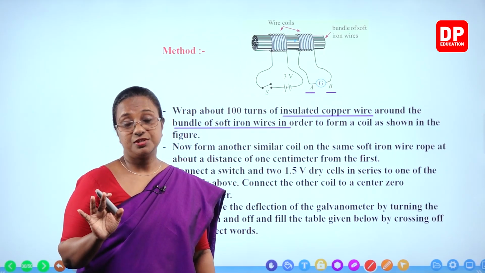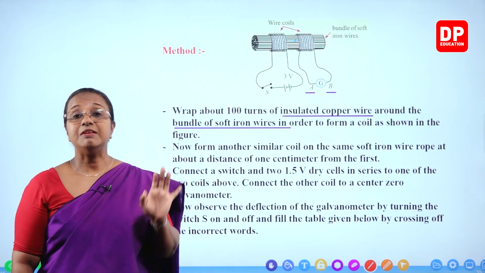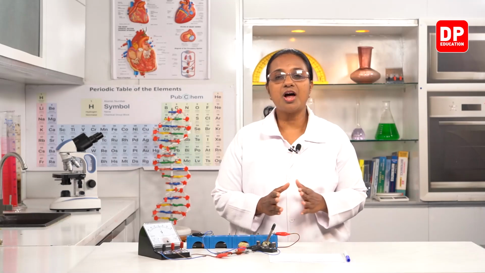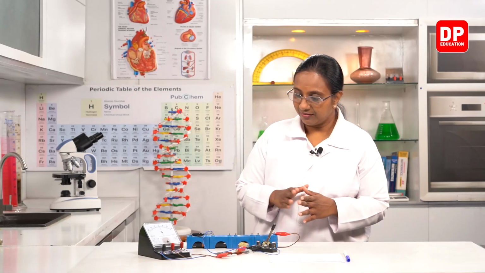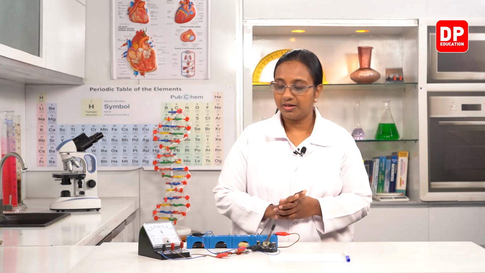Is that clear, students? So now that you know the procedure, we will go to the lab and do the activity. Okay, students. So now I am going to do this activity in order to understand the function of a transformer. So to do the activity, I have all these materials here. I have already connected them in the correct order.